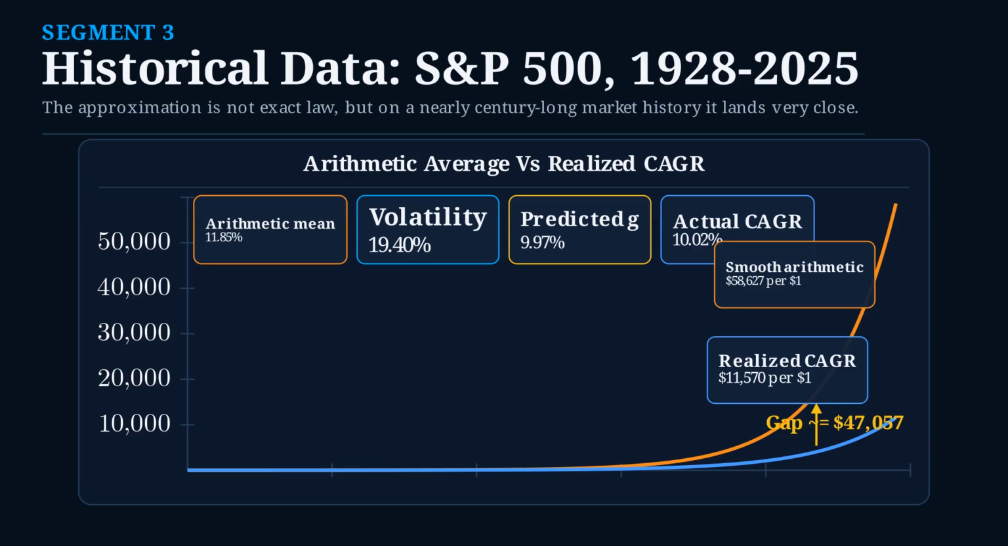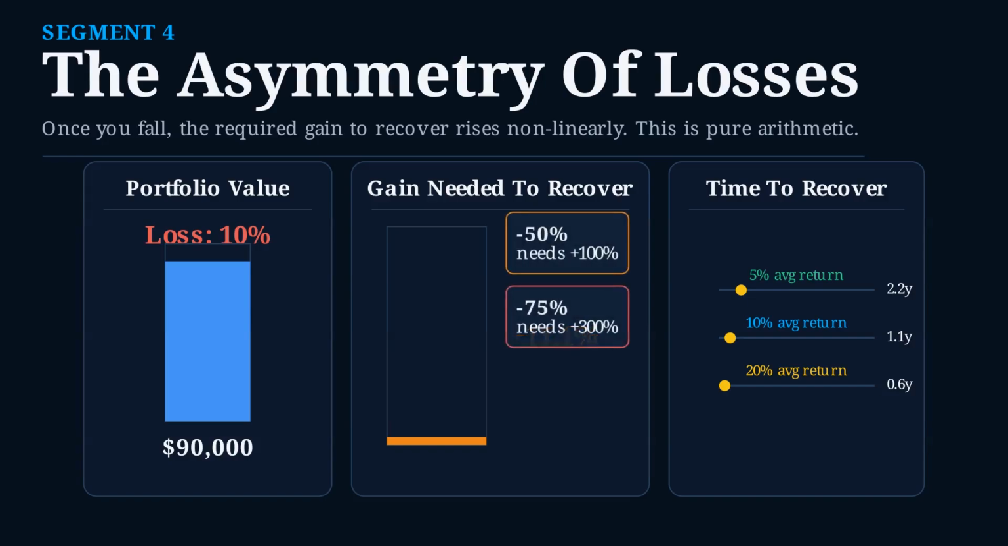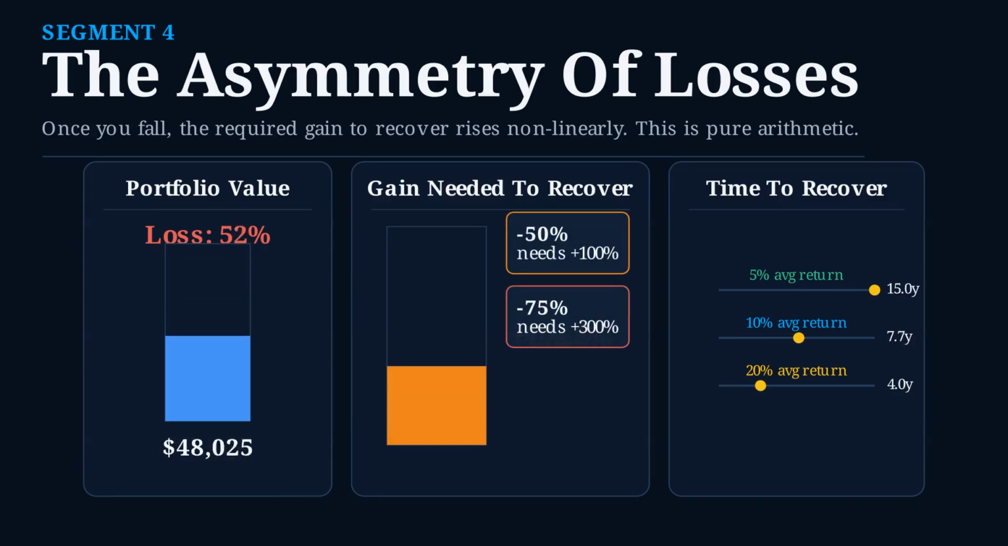The implication is important. Even a broad diversified equity index pays a volatility tax over time. If you compare a smooth 11.85% world with the actual realized compound path, the long-run difference in terminal wealth becomes enormous. Volatility drag is not only a crypto story or a leveraged ETF story, it is present even in the core equity market benchmark.